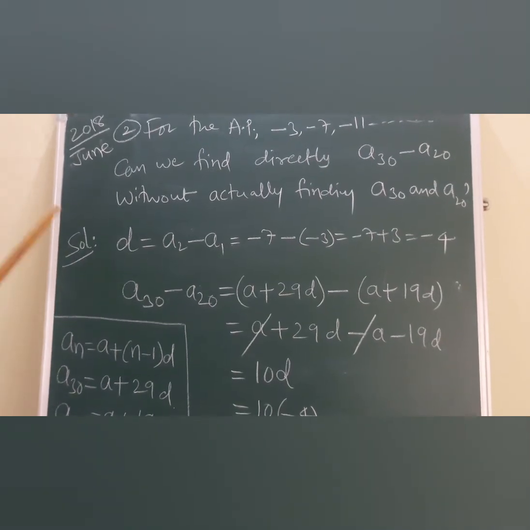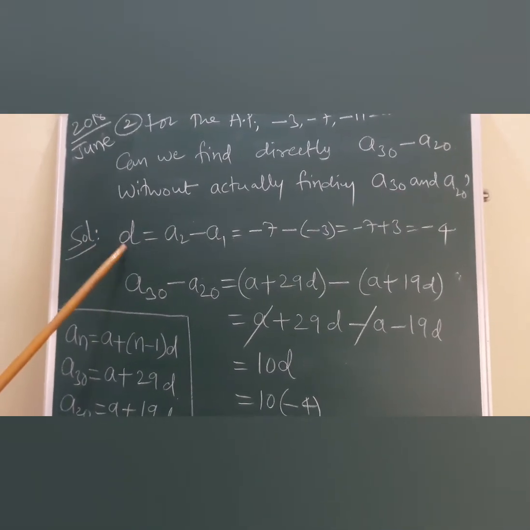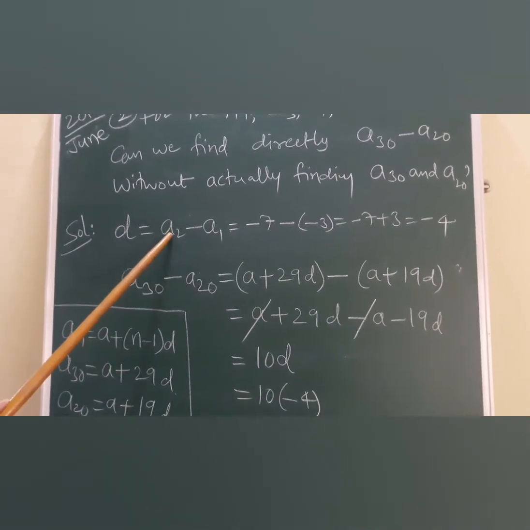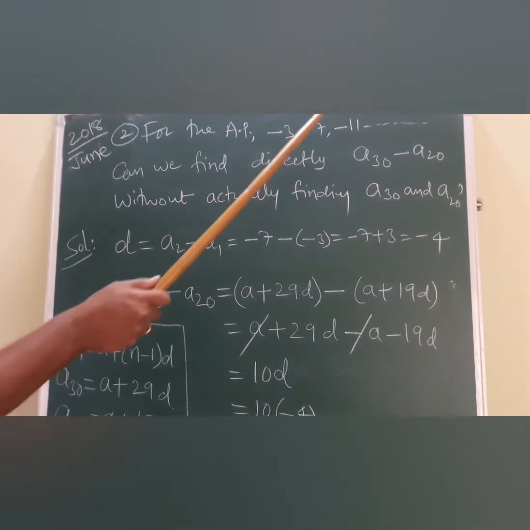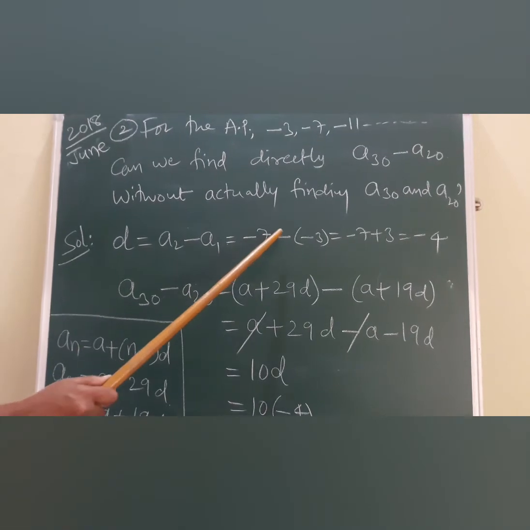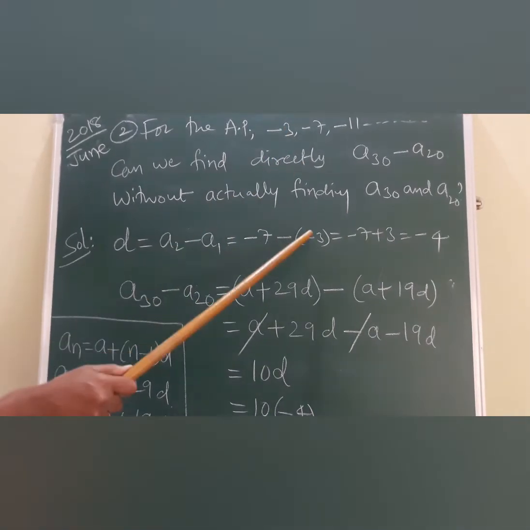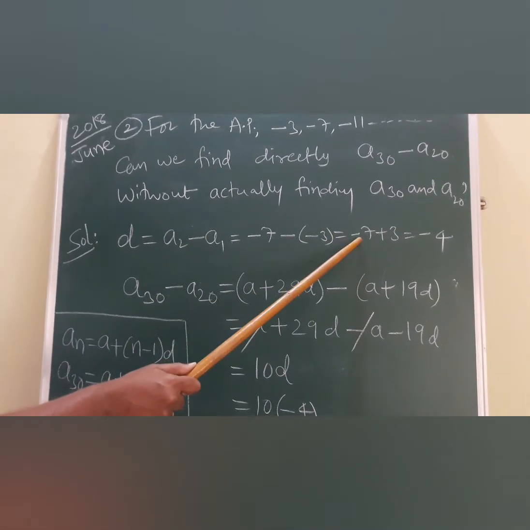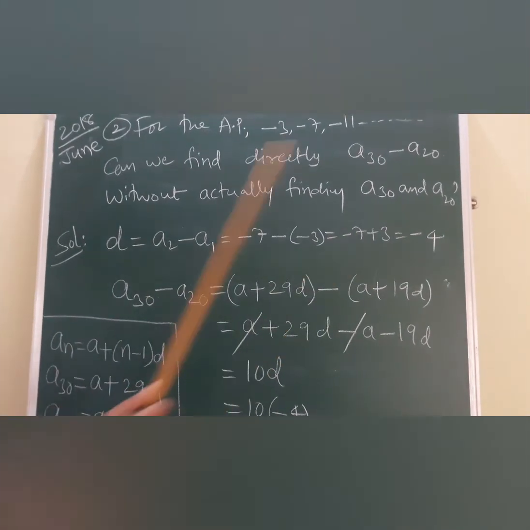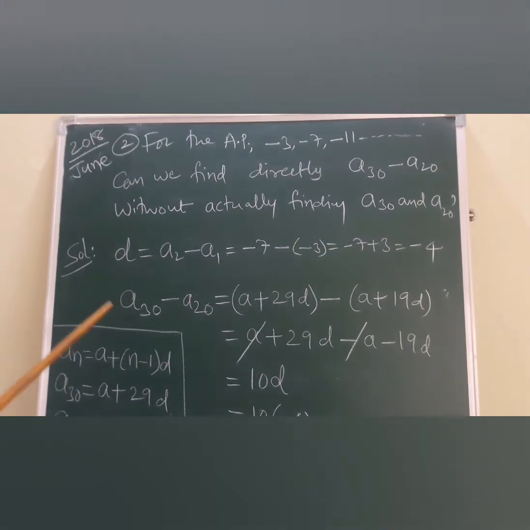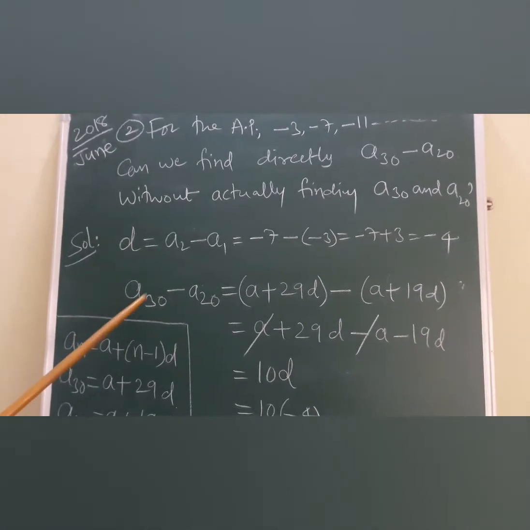Here, first we have to find the common difference d, which is equal to a2 minus a1, second term minus first term. Second term minus 7 minus of first term minus 3. Minus 7 plus 3 is equal to minus 4. This is the common difference. Now we need a30 minus a20.